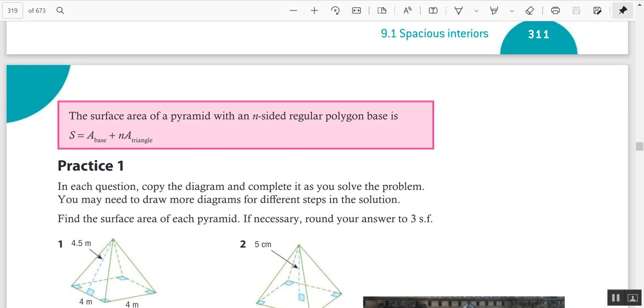Base, this is the area of the base, yeah? Why is it saying plus n lots of triangles? I think you're reading too much into it. It's simply that every side of the polygon has a triangle that then comes up to make a point and makes it a pyramid, yeah? Does that make sense? How do you find the area of a triangle?